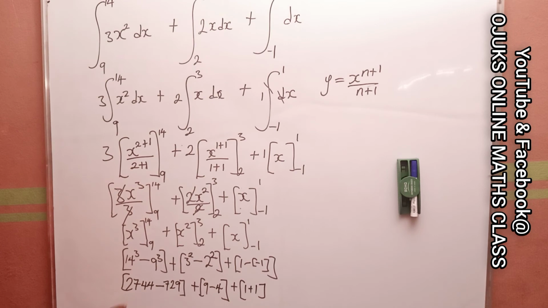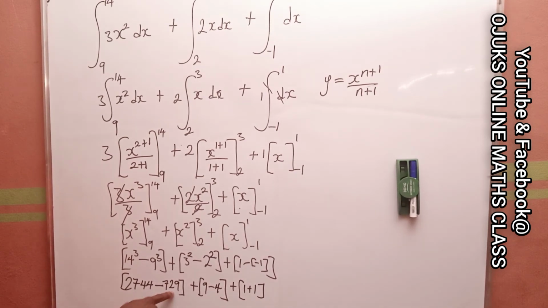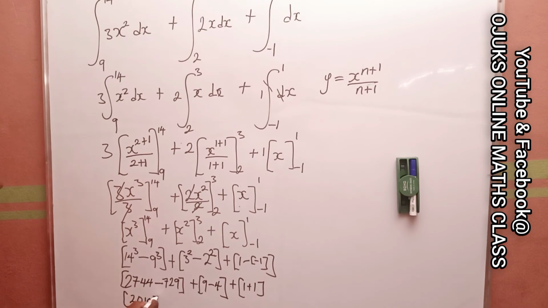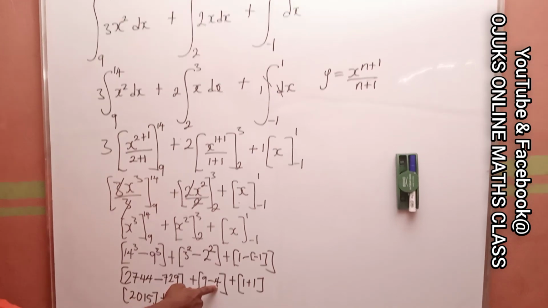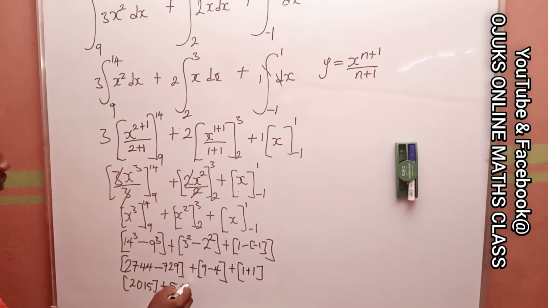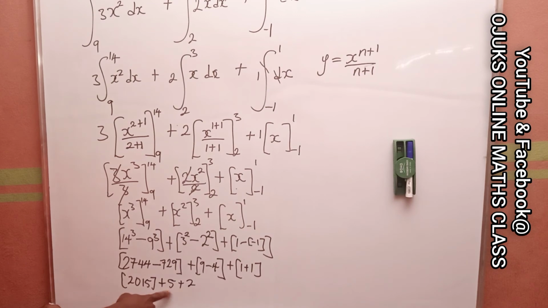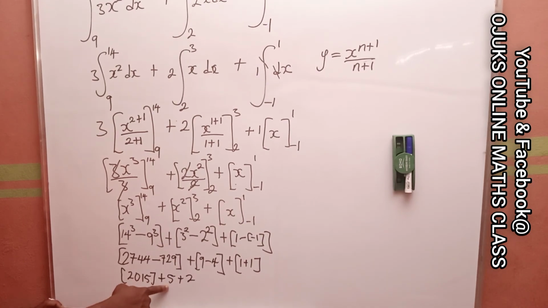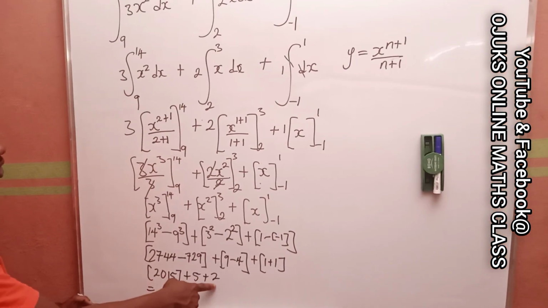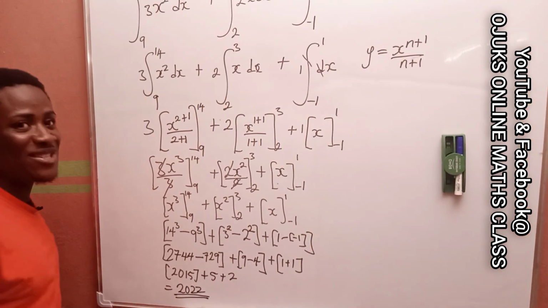So if we solve, 2,744 minus 729 will give us 2015. That is 2015, plus 9 minus 4, we are having 5, plus 1 plus 1, we are having 2. So we have 2015 plus 5 plus 2. 2015 plus 5, you're having 2020. Then 2020 plus 2, we're having 2022.